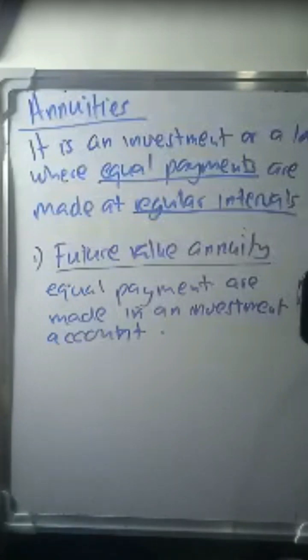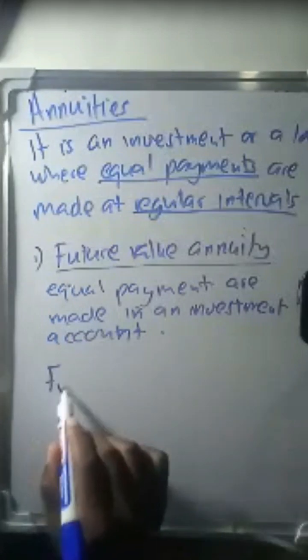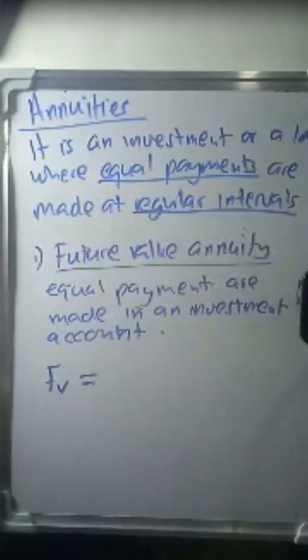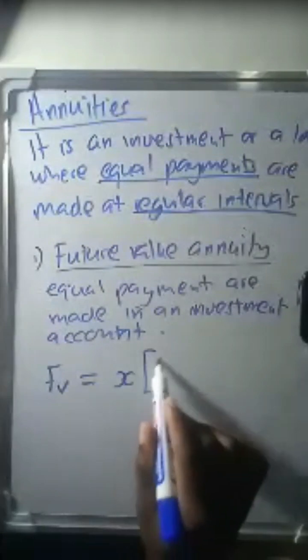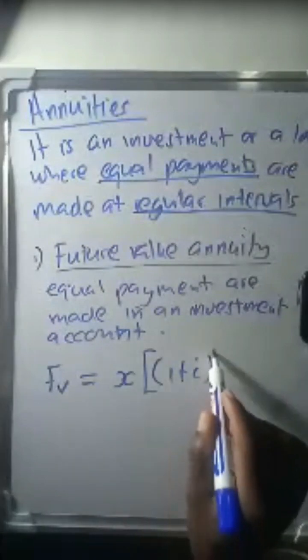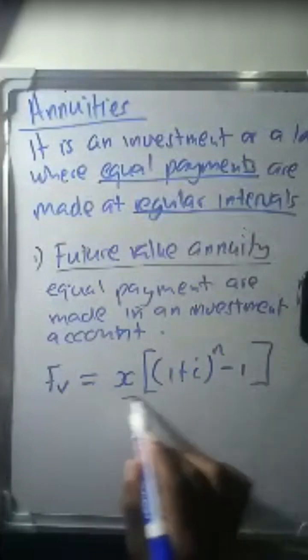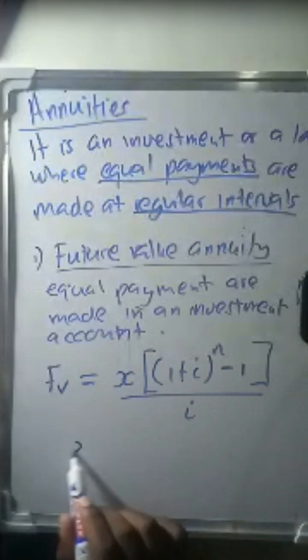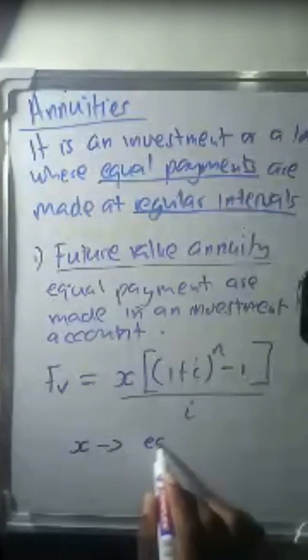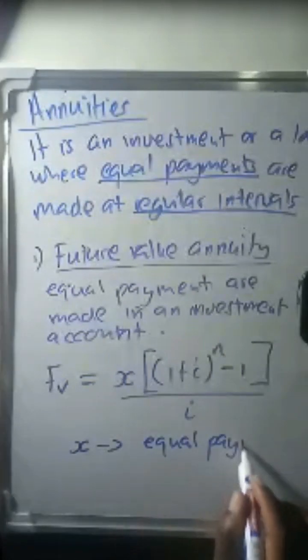So future value annuity, I love FV, but in the formula sheet it's written F, is X into (1 plus i) to the power of n minus 1, over i. That is the future value annuity formula, where X stands for the equal payments.